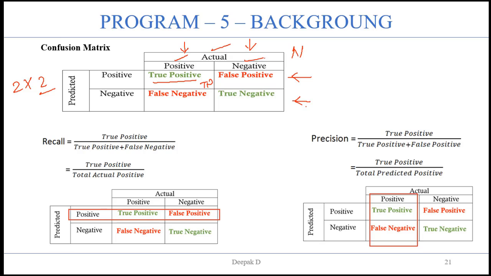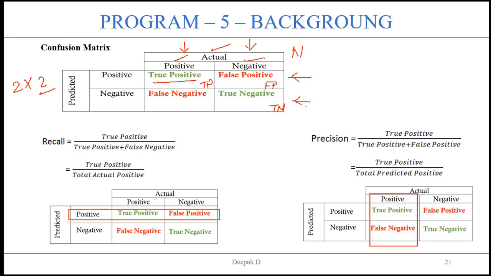Similarly, we have a true negative, TN. The predicted value matches the actual value, which means the actual value was negative and the model predicted a negative value. The next one is false positive, FP.